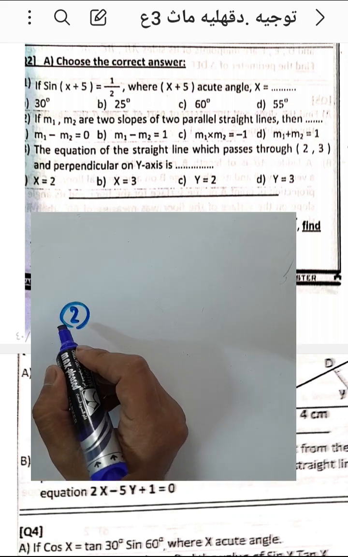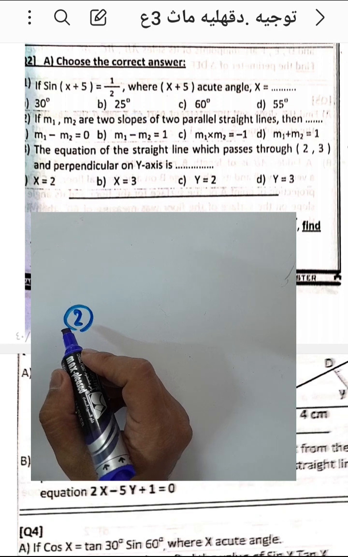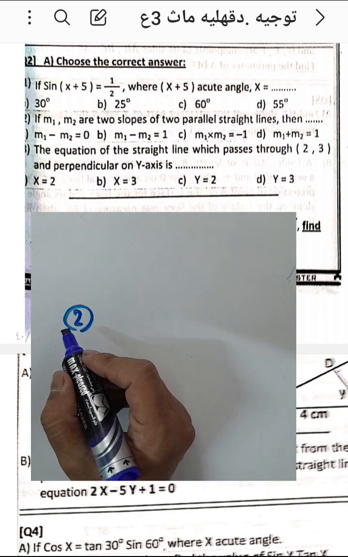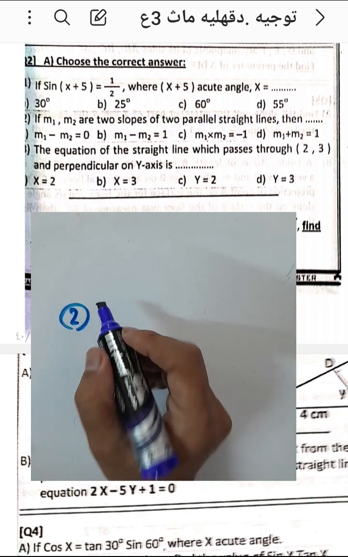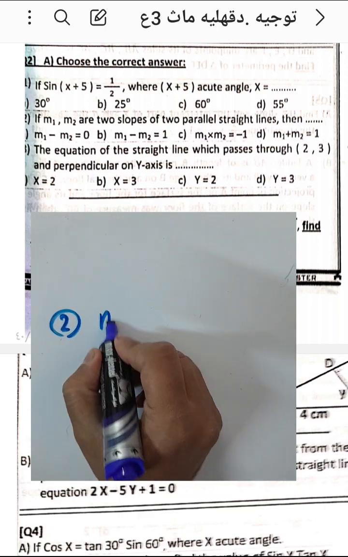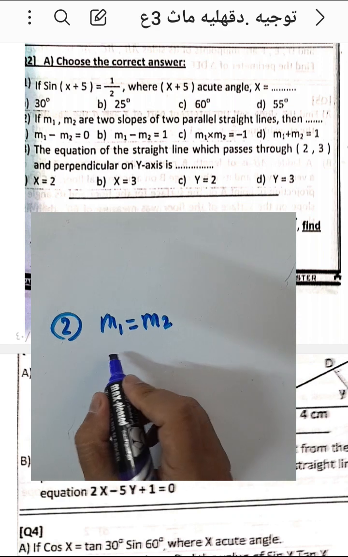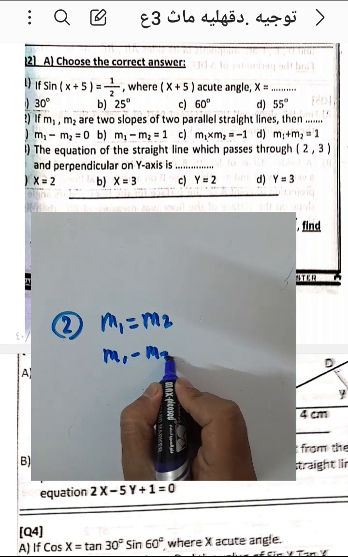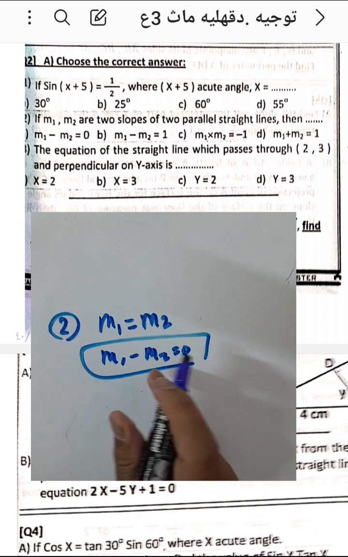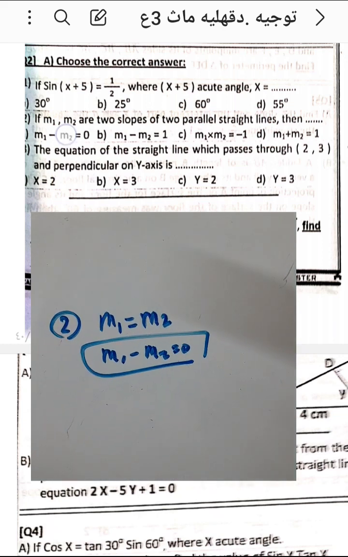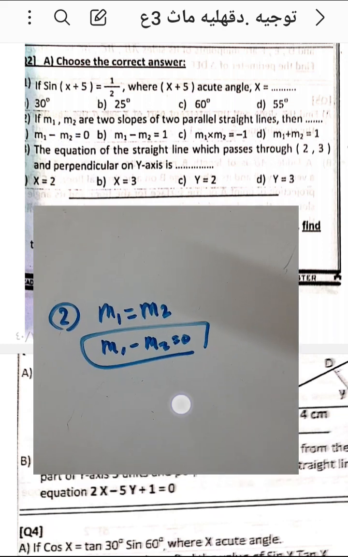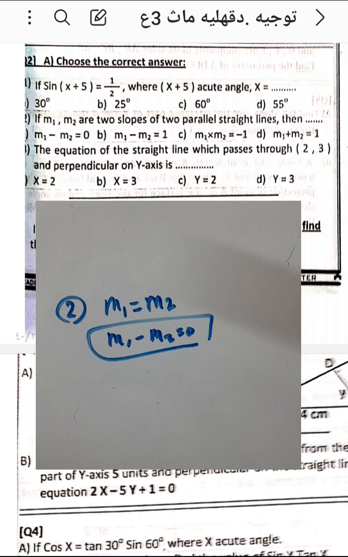Question number 2: if M1, M2 are the slopes of two parallel straight lines, then parallel means slope 1 equals slope 2, or M1 minus M2 equals 0. Slope 1 subtracted by slope 2 equals 0. Choose number 1. Now, question 3.